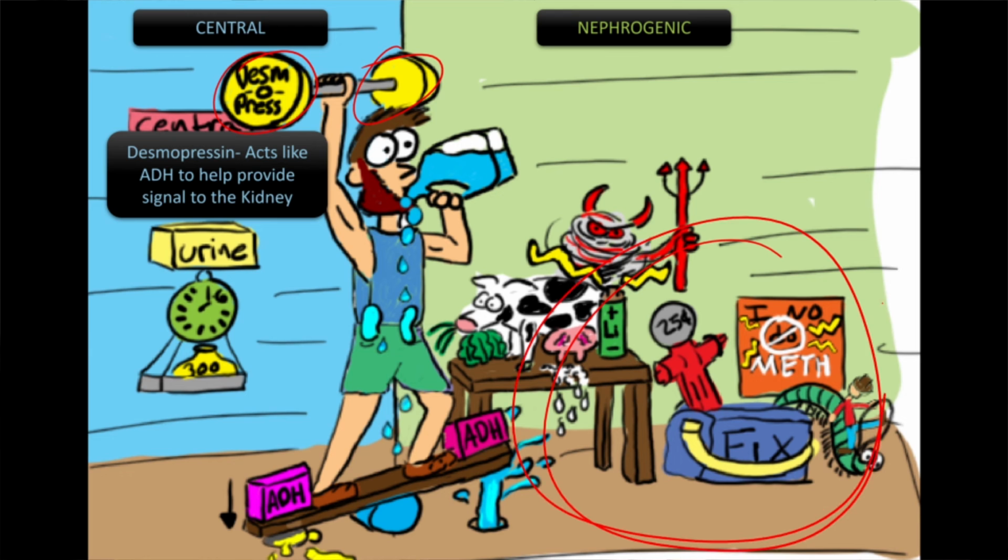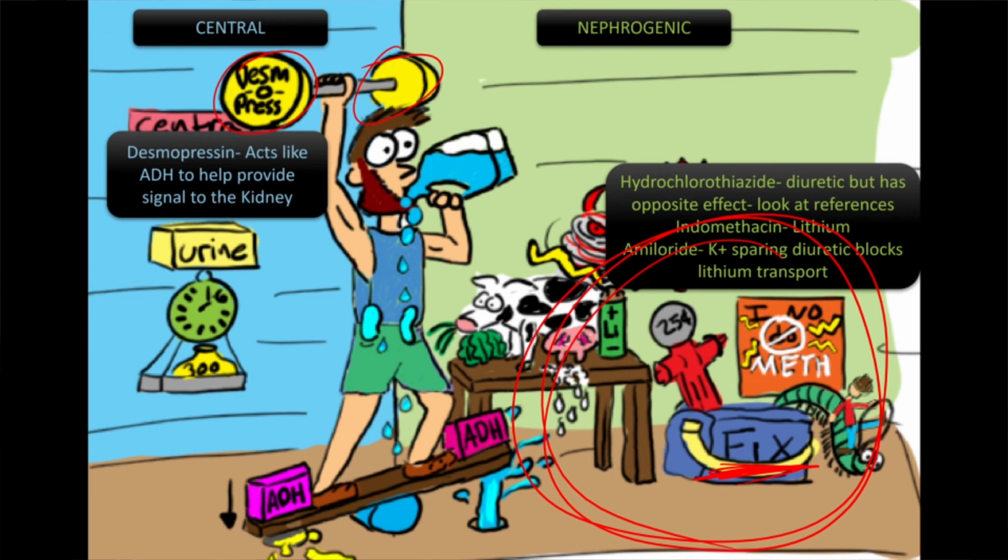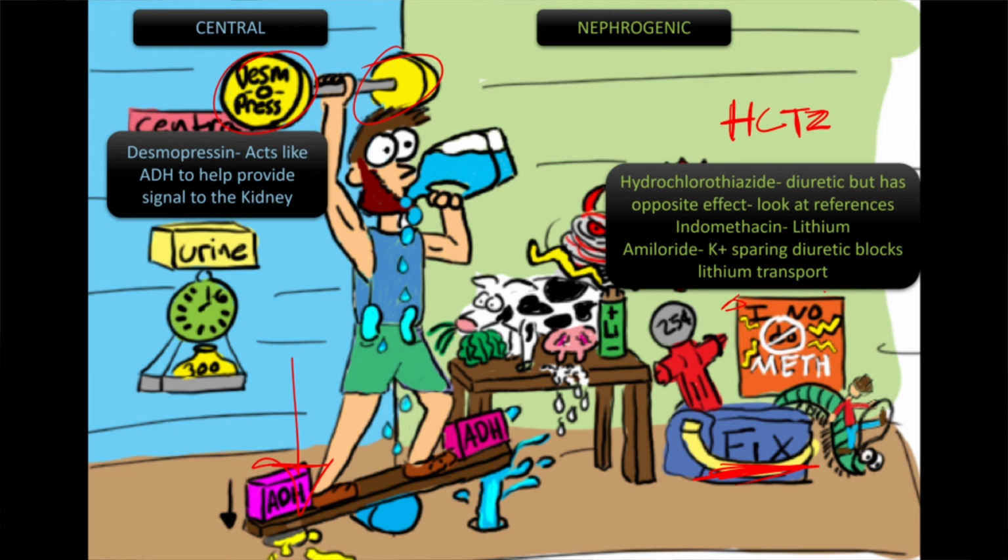Let's concentrate over here now on this little bag of Fix-Its. See down here? Fix. All right, so the first one up is hydrochlorothiazide. Sometimes it's shortened to HCTZ. It's actually a diuretic, so usually it helps you pee out more, but in this case it has an opposite effect. Look at the references down in the description below because I wanted to go see how it worked. From what I could see, they actually don't really know how it works, but it works. So that's one of the things that can help. So hydrochlorothiazide, we have a hydrant, a fire hydrant with a quarter.